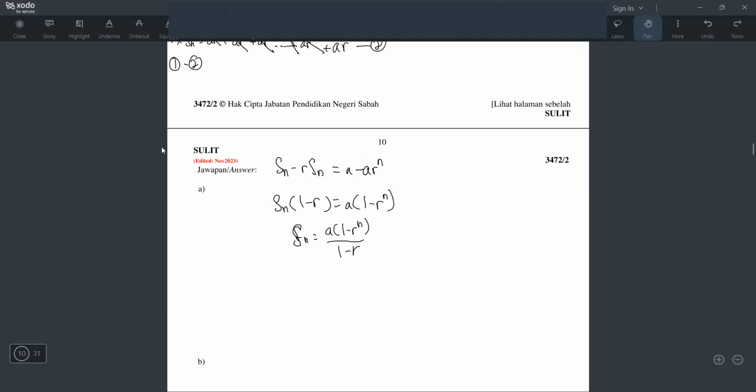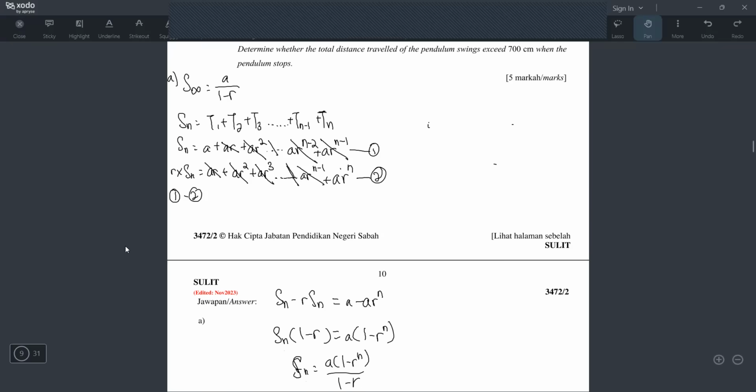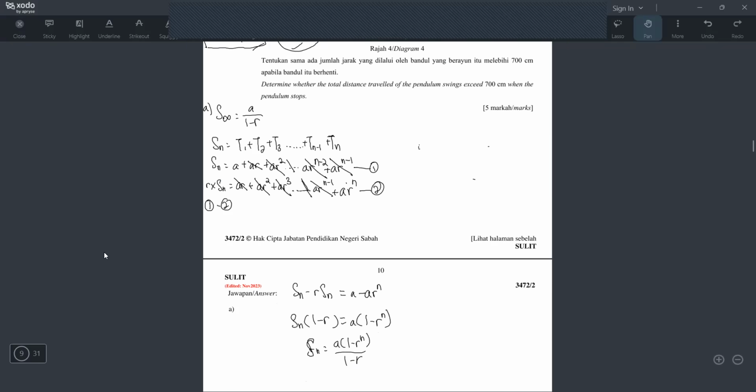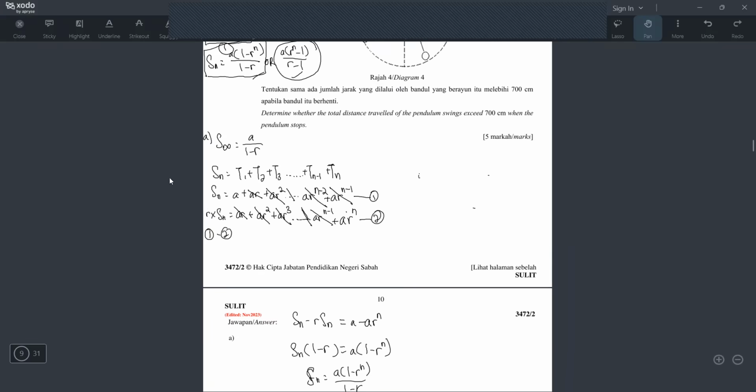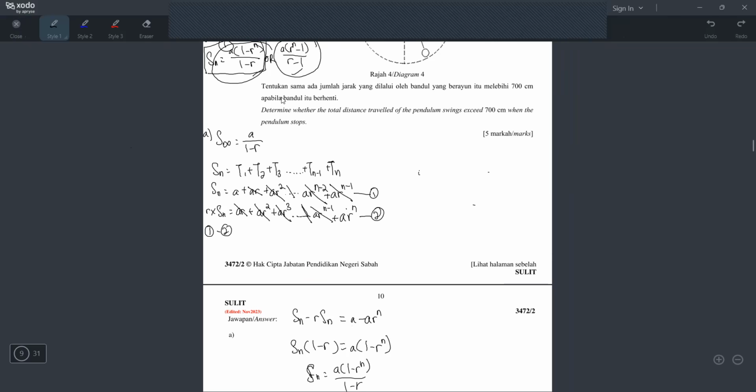This formula with 1 minus R power n is exactly the same as this formula, right? Now, imagine if I never take equation 1 minus equation 2, I take equation 2 minus equation 1. You can also do that, but you will end up with the second version of the Sn formula. Okay, so it's the same thing, right?